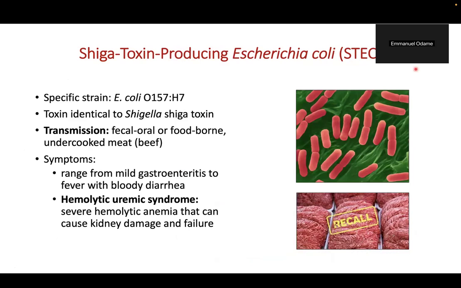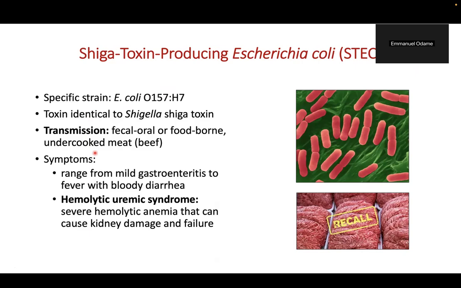So now let's talk about Shiga toxin producing E. coli. This is a specific E. coli strain which we term E. coli O157:H7. The toxin that they produce is identical to the Shiga toxin we talked about earlier on. Their transmission is through the fecal-oral route or foodborne, and in some cases, uncooked meat. Symptoms range from mild gastroenteritis to fever with bloody diarrhea.